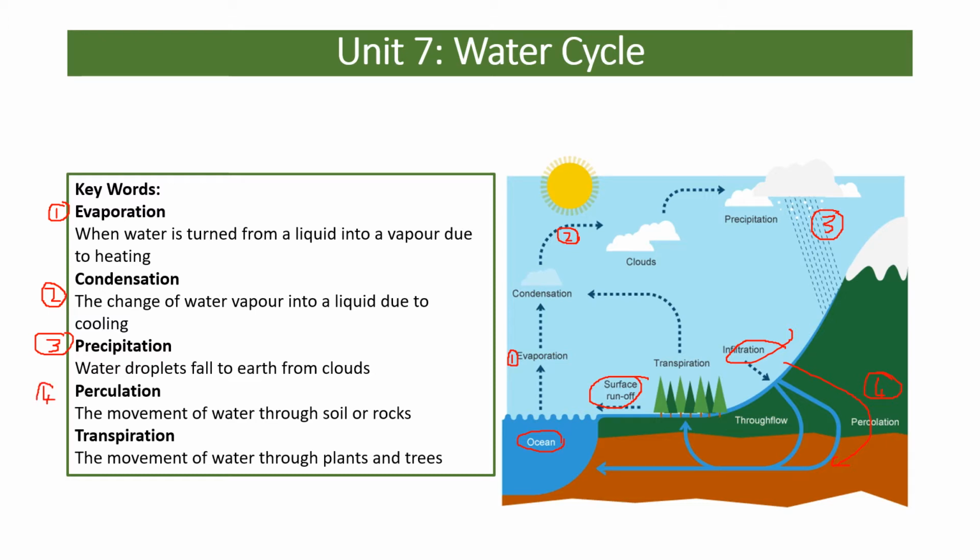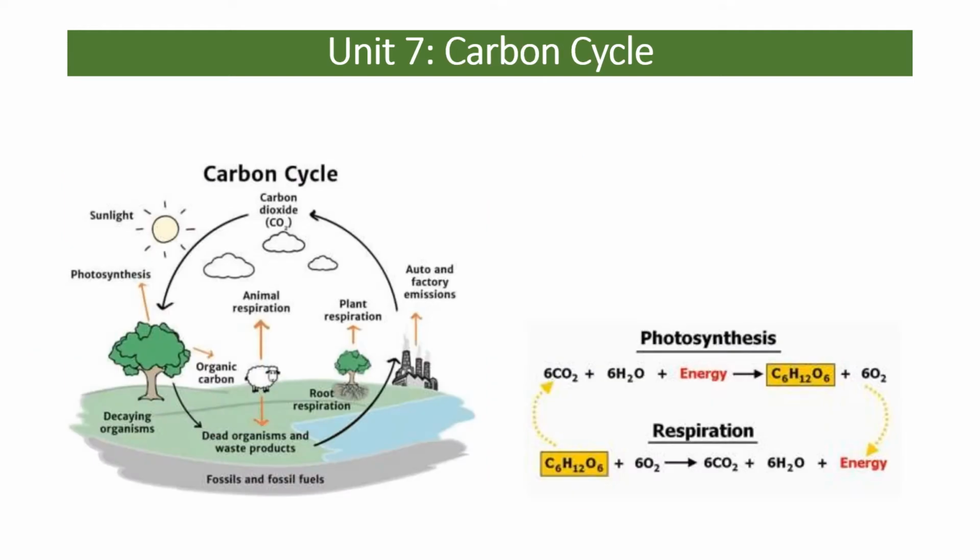Now, if it's absorbed by plants, the plants do something called transpiration, which is covered in a different module, which is where they absorb water through the roots. It goes up through the xylem and is evaporated out of the stomata in the leaves of the plant. It means it would go back into the atmosphere and form new clouds. So you need to know those key words, and you need to be able to describe that process of the water cycle.